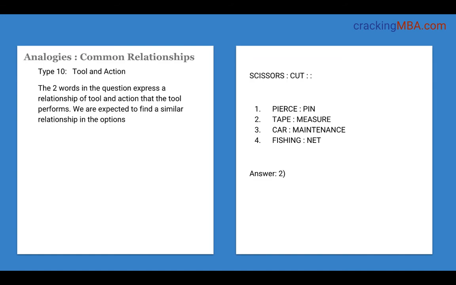Tool and action. If we see the relationship that exists between the two words, there's a tool and it performs an action. Scissors cuts. Similarly, let's look at the options. Pierce, pin, no. Pin pierces. Tape measure, yes, sounds correct. Car maintenance, no. Fishing net, no. Net does fishing, right? So the correct order of the sequence is tape and measure. So tape is a tool and action is measure.